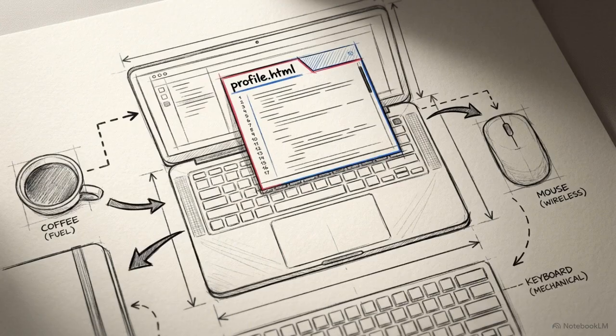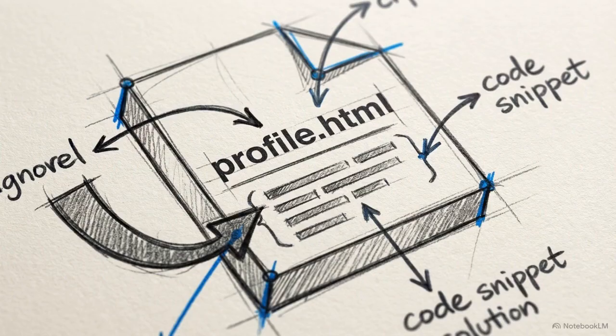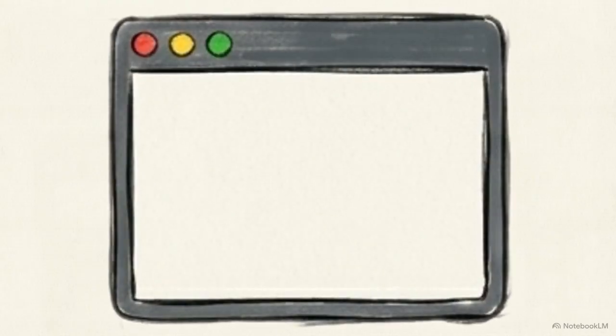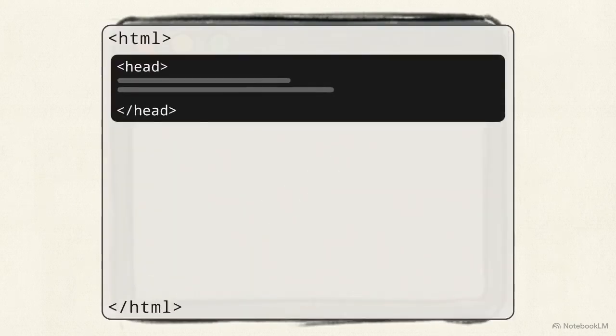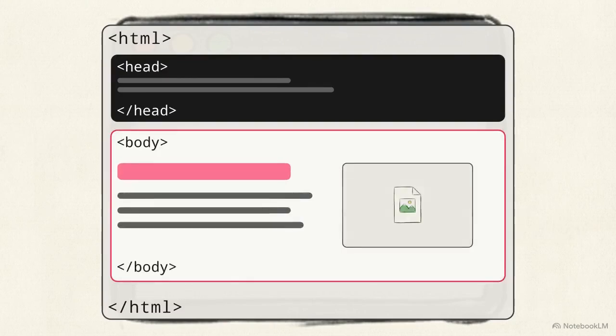Let's build the foundation. Open your text editor and save a new file as profile.html. That .html extension tells the computer to treat the file as executable code. Inside, we type our mandatory boilerplate tags: the HTML tag to start the document, the head tag for background information, and the body tag, which holds everything the user will actually see on the screen.